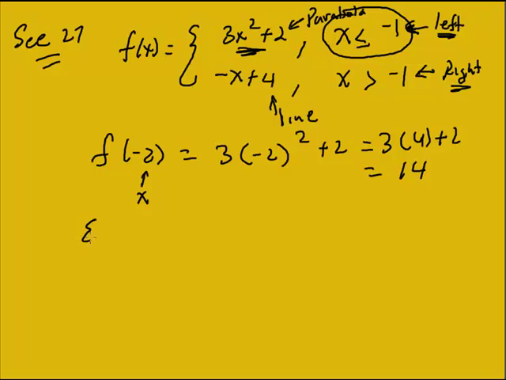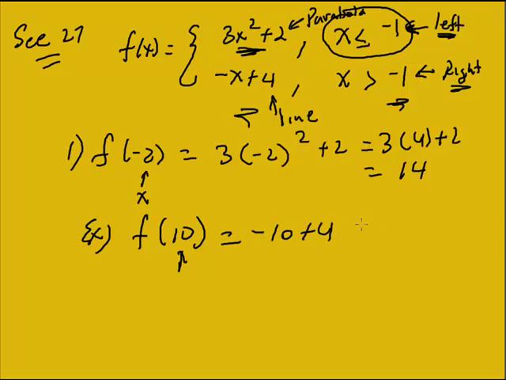Now, here's an example. Let's say if I ask you to find f of 10. Since 10 is bigger than -1, I have to use the line, which will be -10 plus 4. The answer is -6.